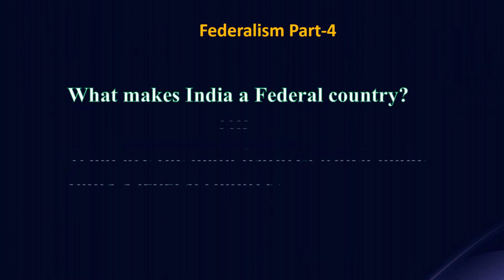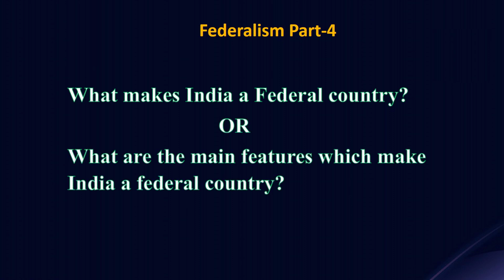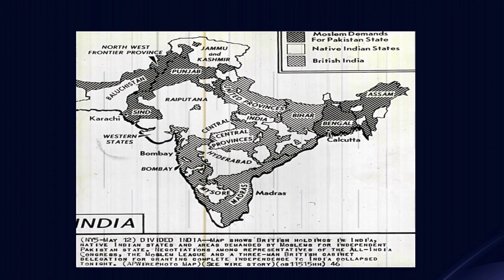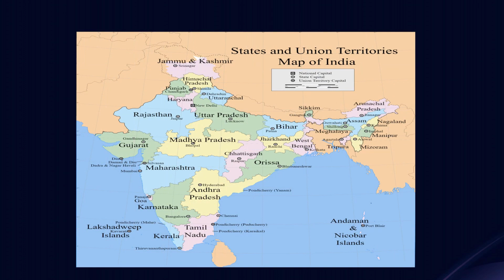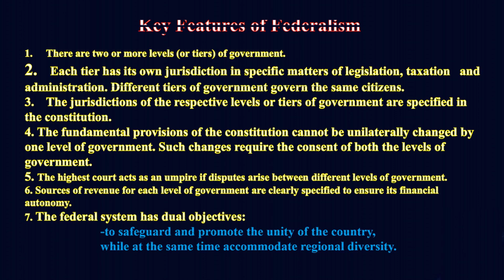What makes India a federal country, or what are the main features which make India a federal country? We know that after independence, many old states in India have vanished and new states have been created. And the Constitution of India declared India as a union of states. Although the word federation is not used anywhere in the Constitution of India, India is considered a federal country because the Indian Union is based on the principles of the federation. All these 7 key features of federalism apply to the provisions of the Indian Constitution, and that make India a federal country. Now we will see each of them one by one.